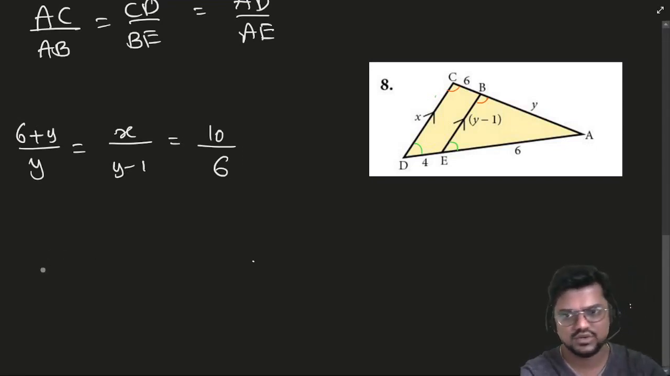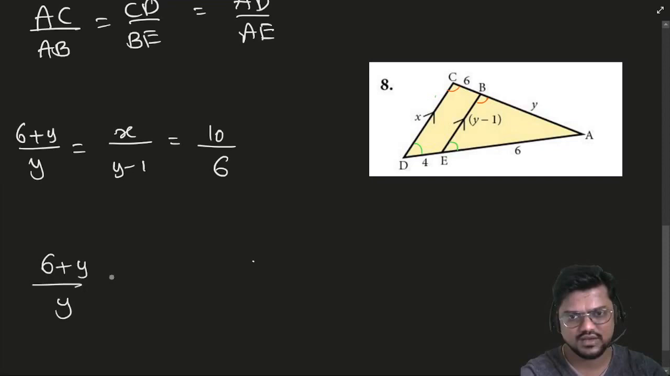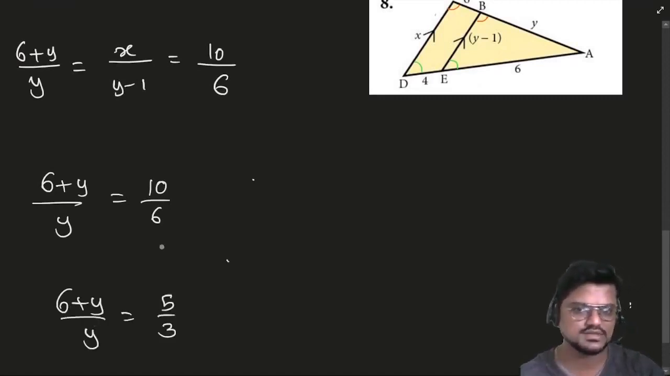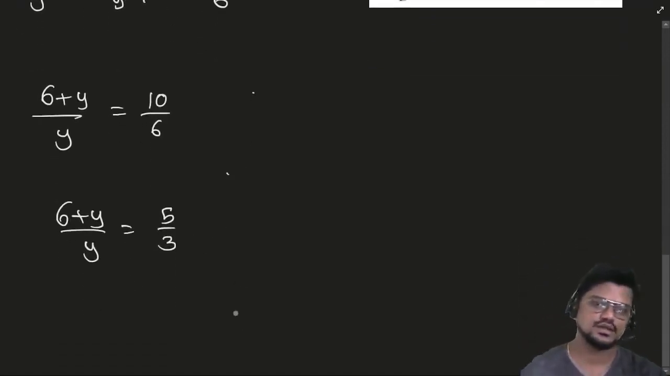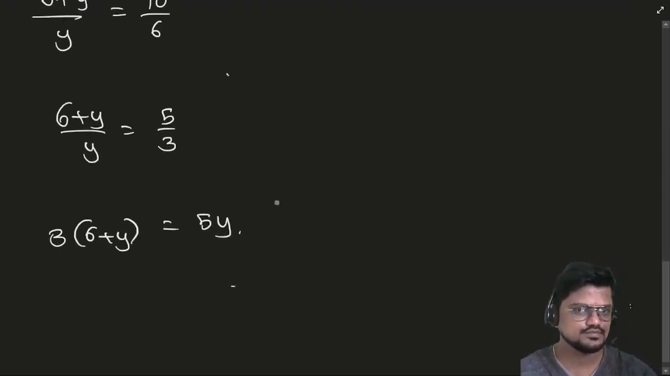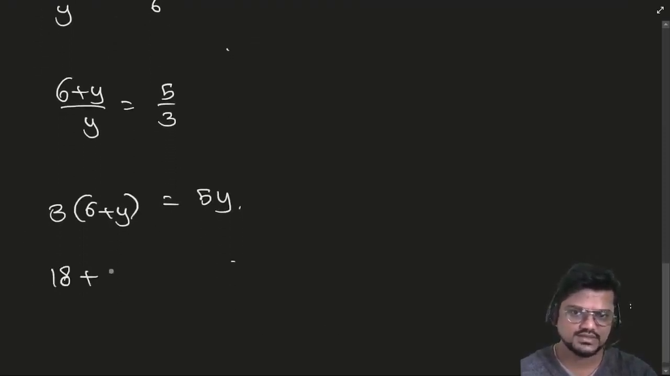So what I can do, (6 plus y) upon y will equate with 10 upon 6. Fine. First we will simplify. (6 plus y) upon y will be equal to 5 upon 3, cancelled in the table of 2. Then you can do the cross multiplication. 3 into (6 plus y) will be equal to 5y. 18 plus 3y will be equal to 5y.